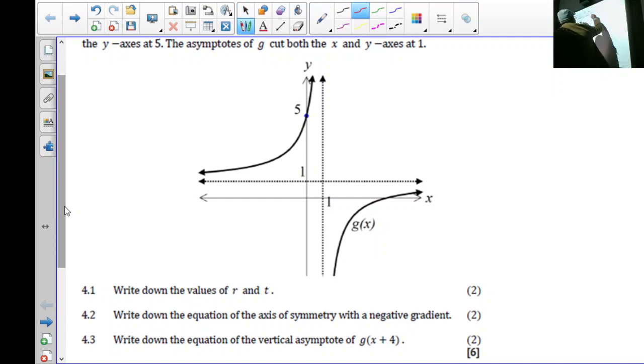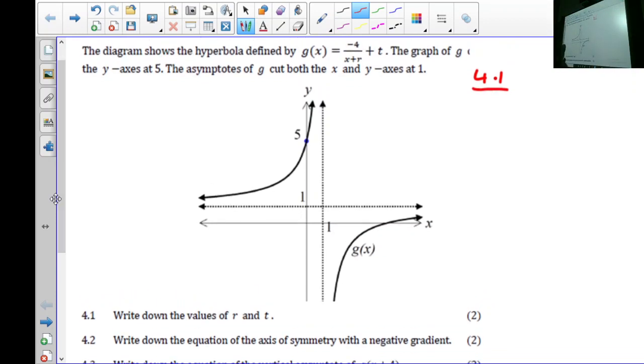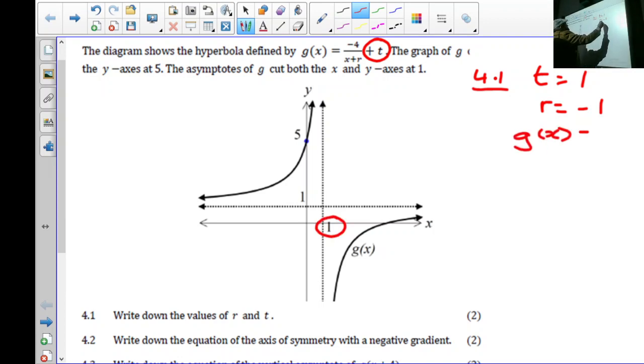So let's go to 4.1. Just get the equation. As you can see, t is your horizontal axis. That is straight. So we can say t is equal to 1. However, r is going to be negative 1. Now, many learners wrote r to be positive 1 because of this here. Remember that if I substitute this back, g of x now reads g of x is equal to negative 4 over x minus 1, plus 1.